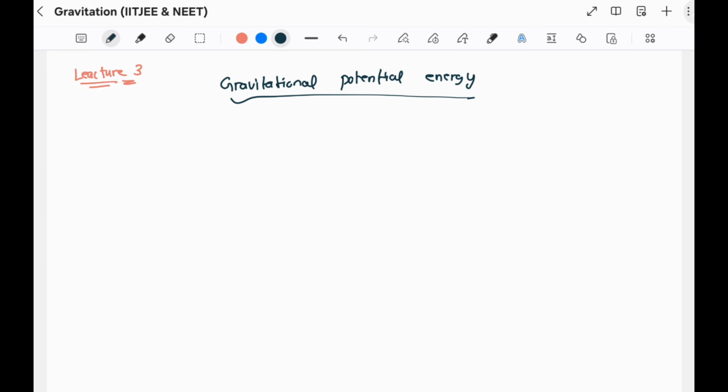To be simple, only one formula we have to learn. If there is a mass M and a small mass m, and the distance between them is r, then the gravitational potential energy of this system of two masses will be given as minus G M m by r. So you have to remember it like this.